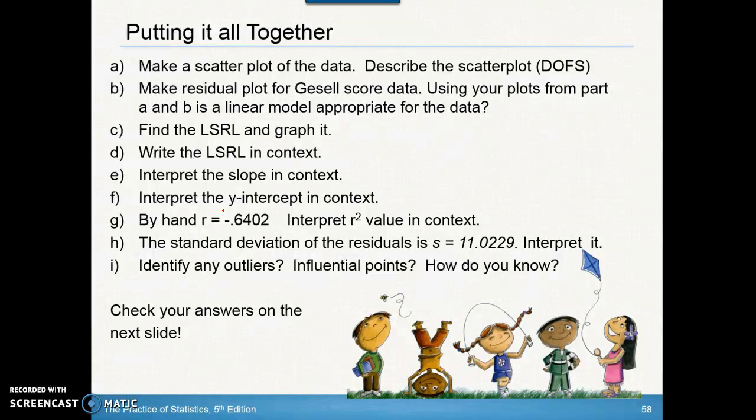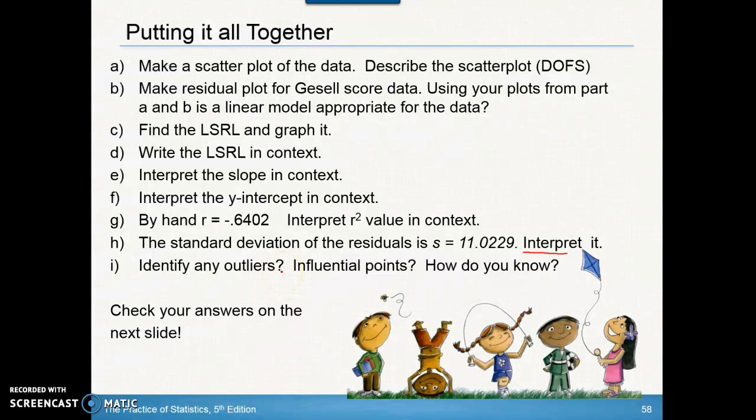Write the least squares regression line in context. Interpret the slope and the y-intercept in context. By hand, interpret the R and the R squared value in context. And then tell me the standard deviation of the residuals is 11.0229. Please interpret that. Are there any outliers or influential points, and how do you know?